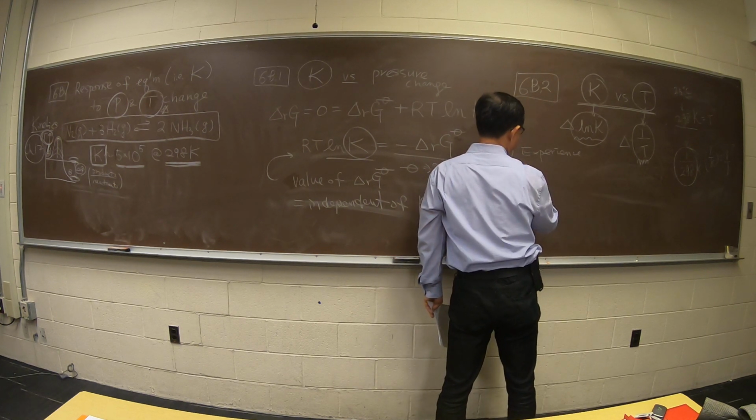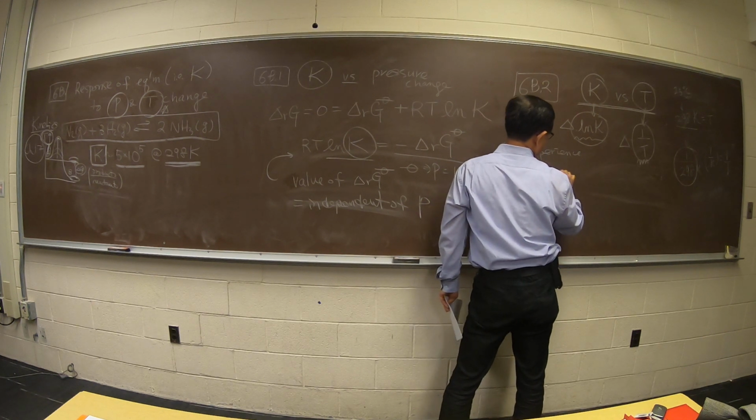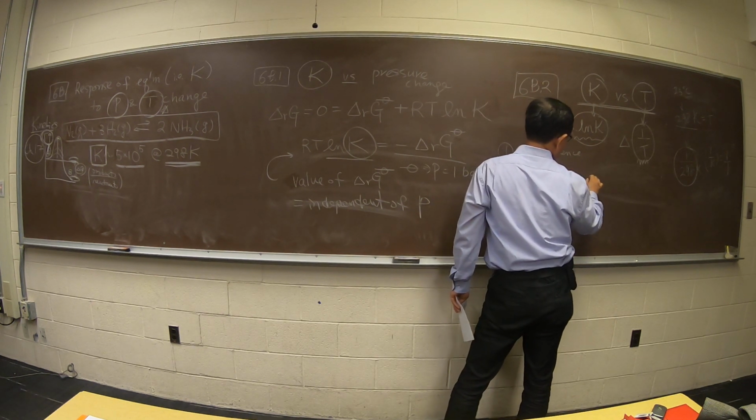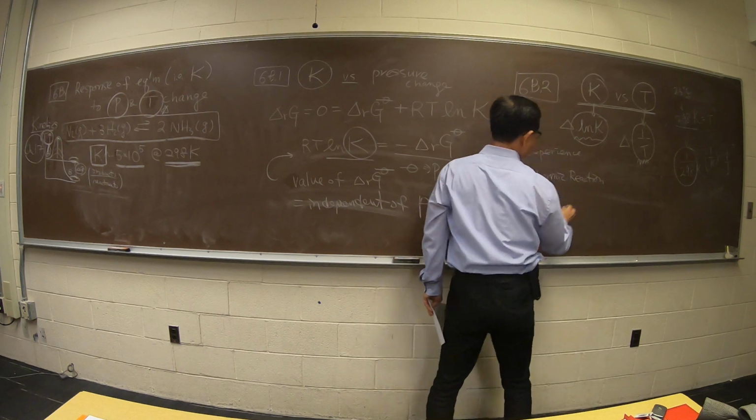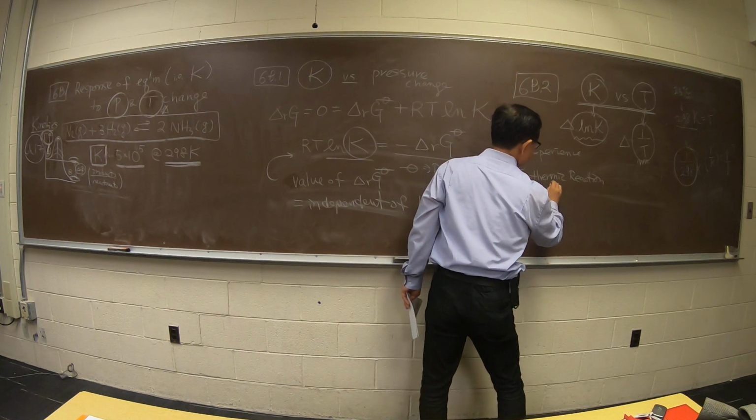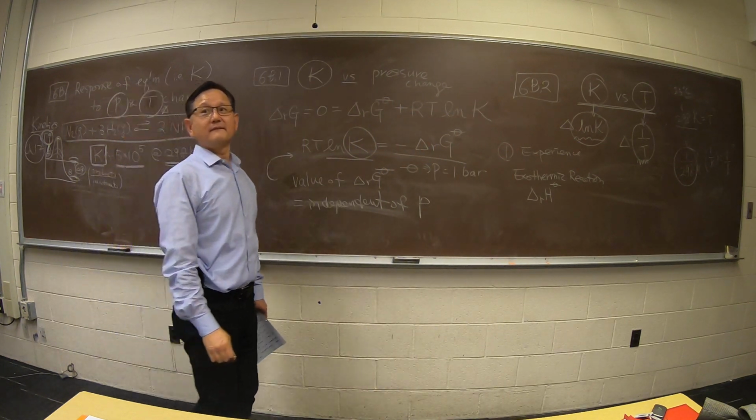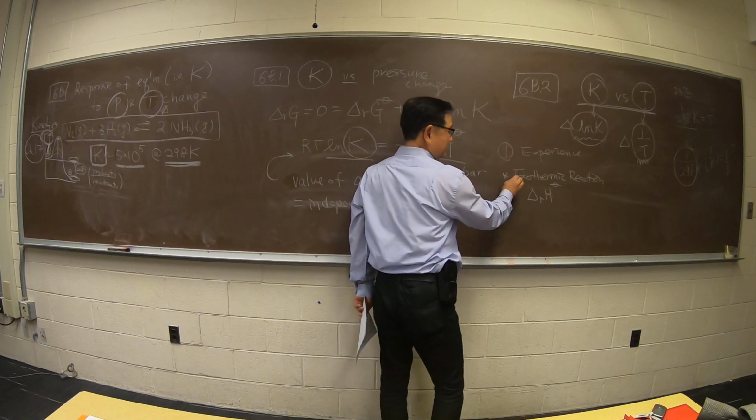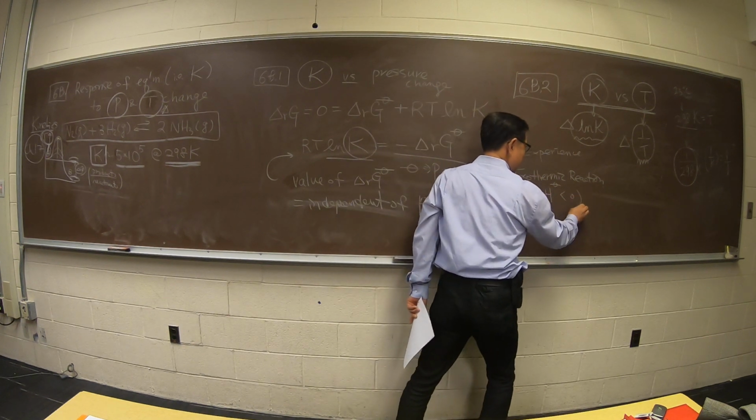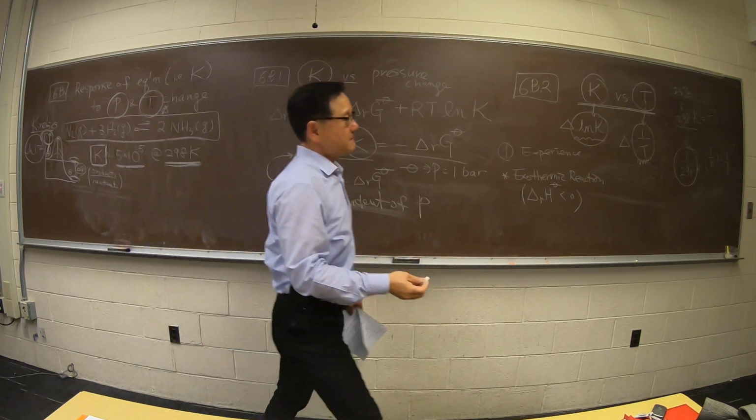Let's say exothermic reaction. Remember, for an exothermic reaction, is delta reaction H positive or negative? Negative, right? So this is a negative reaction enthalpy. And exothermic is a heat producing reaction.